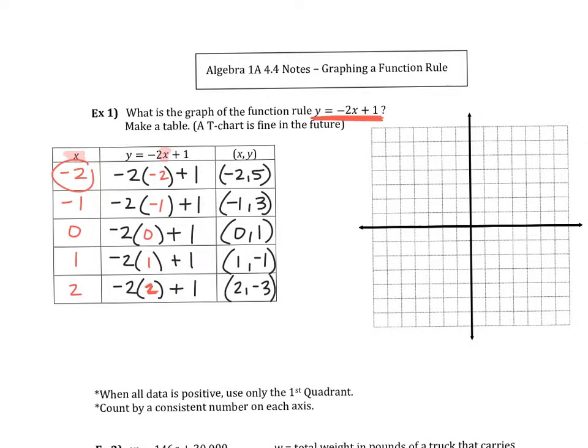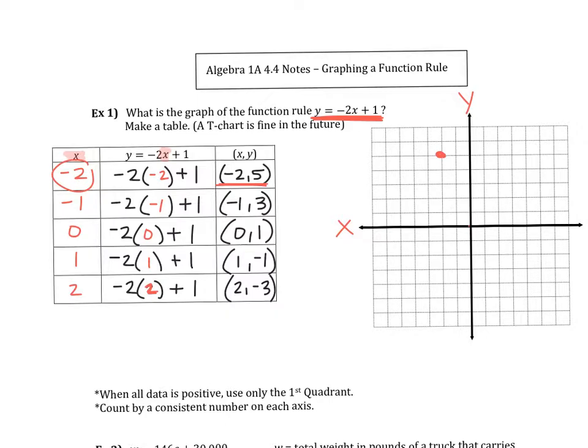So -2, 5. And here's where you need to make sure that you're good with this graphing stuff, okay? The x-axis is the horizontal. The y-axis is the vertical. You need to fill in your x first, okay? So left and right goes first, and then up and down. So if I'm -2, 5, I'm going 2 to the left, and then 5 up. Okay? So 2 to the left, 5 up would be this point right here.